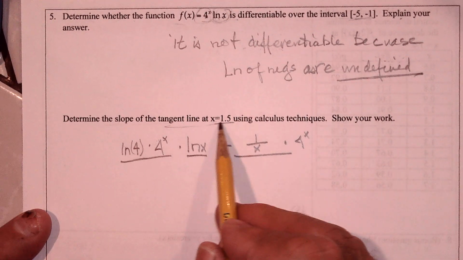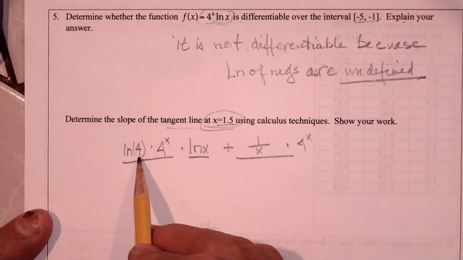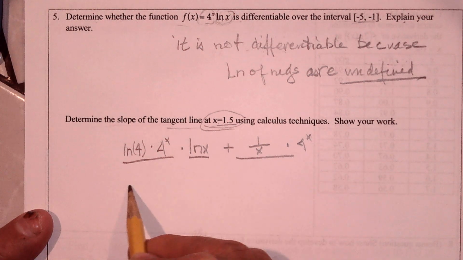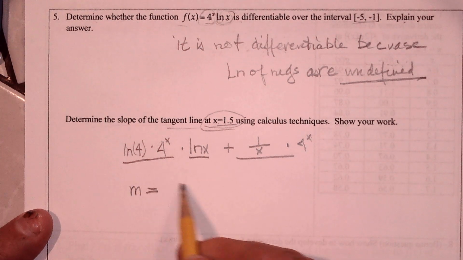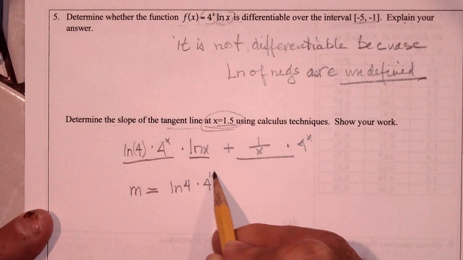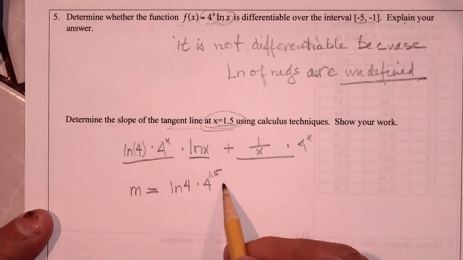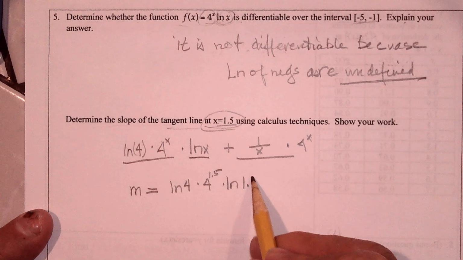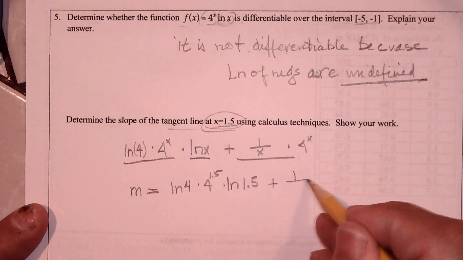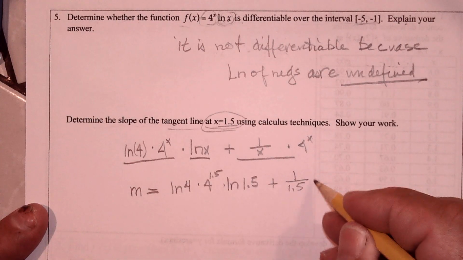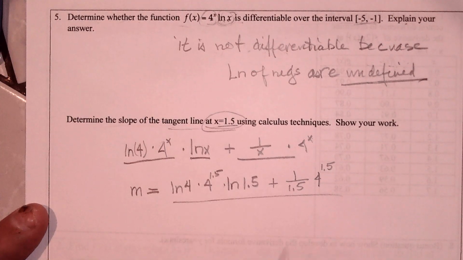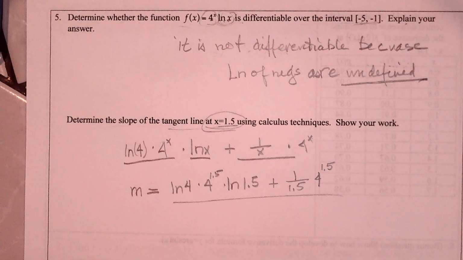And if we're trying to find the slope of the tangent line at 1.5, we put in 1.5 for the x's. And so the slope of the tangent line is going to be ln 4 times 4 to the 1.5 times ln of 1.5 plus 1 over 1.5, 4 to the 1.5. And you can type that into a calculator and get a decimal approximation.